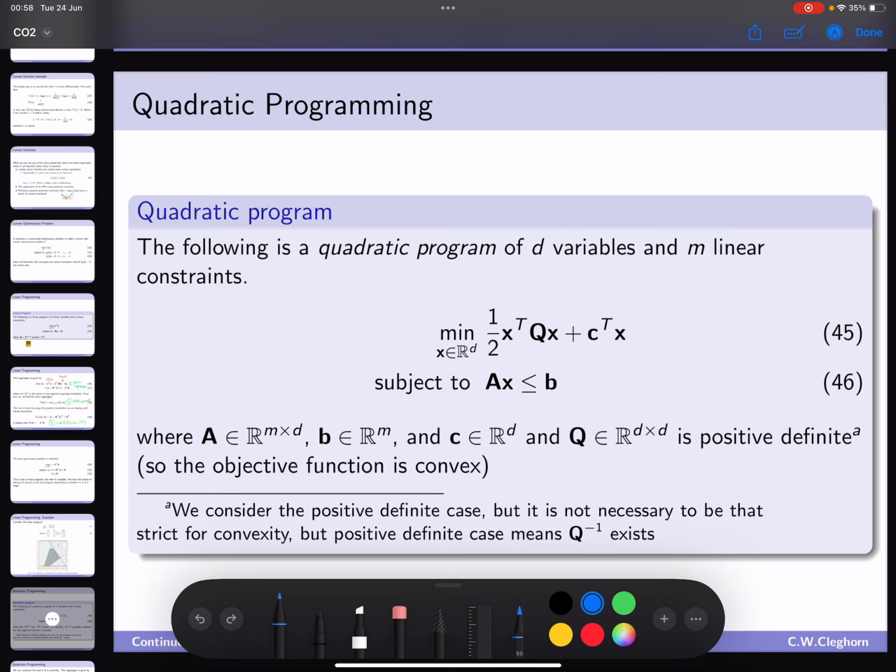Okay, so in this case, that then means that the objective function, equation 45, is once again convex. And we know earlier it said that there are versions of these problems where it's not necessary for it to be convex. But again, we're only going to consider these convex problems for now. Cool, so let's see how we solve this again.